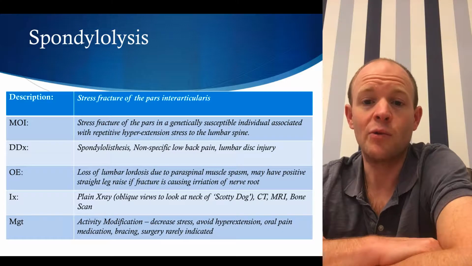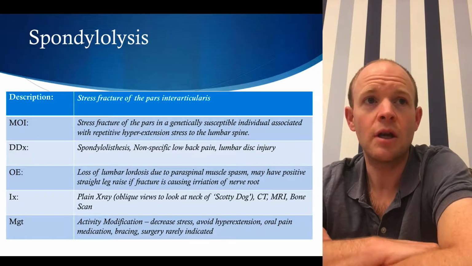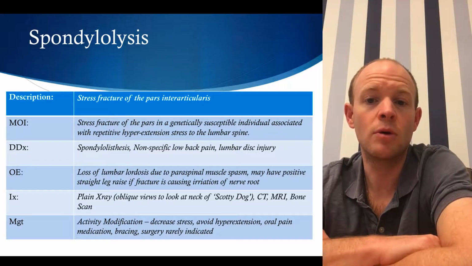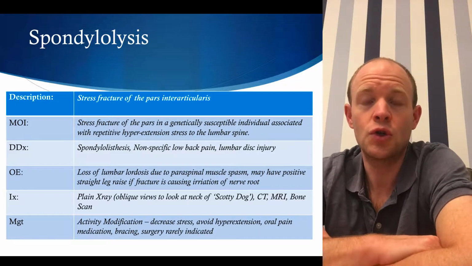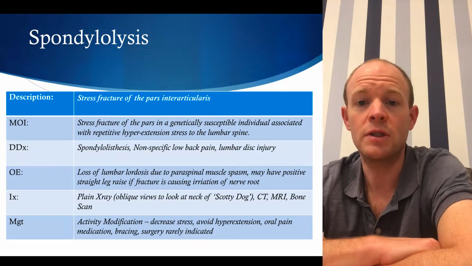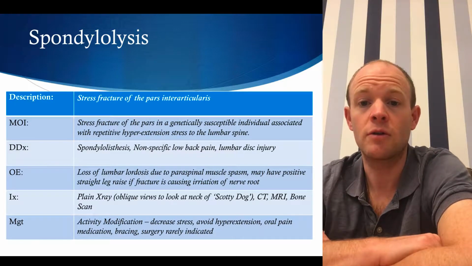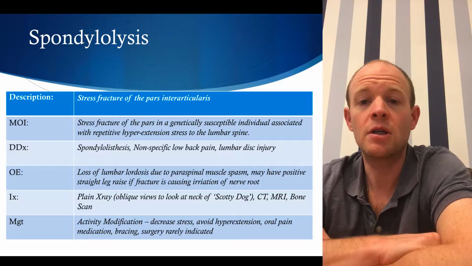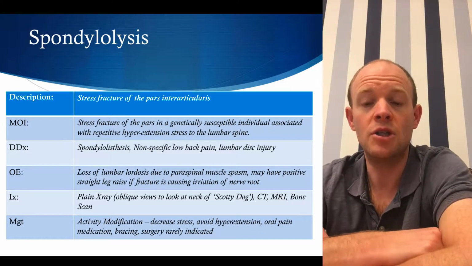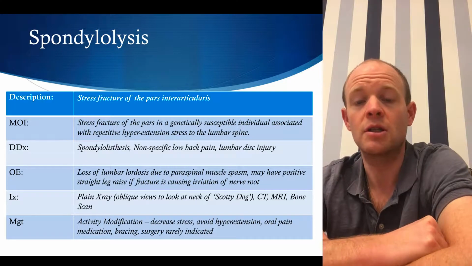Surgery is very, very rarely indicated. Getting this stress fracture to heal is extremely difficult, and surgery hasn't proven to be much more effective than non-surgical management. Most of the time, patients do quite well once the initial stress fracture settles down. On x-rays, you'll still pick up the stress fracture for the rest of their life typically, but many patients do quite well. Occasionally, some into adulthood will get a bit of degeneration, and then potentially a spondylolisthesis later on in life.